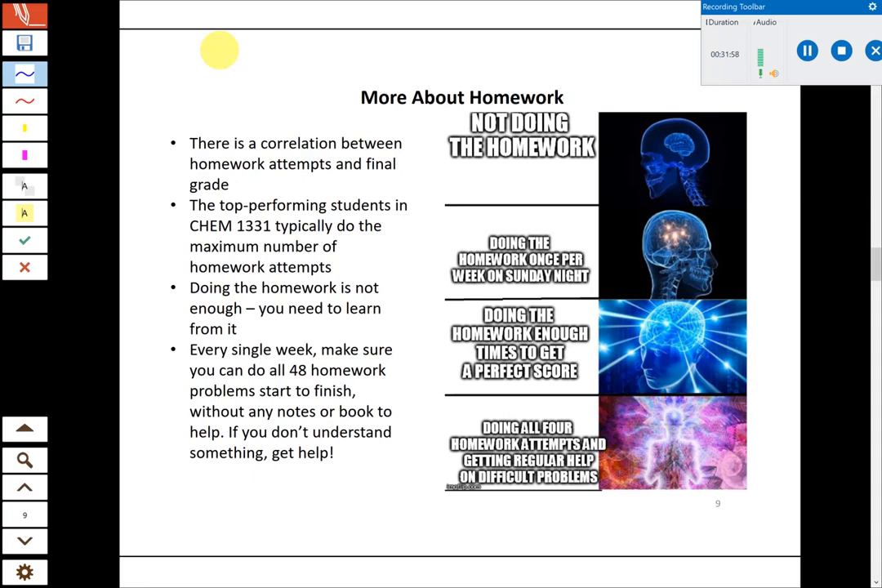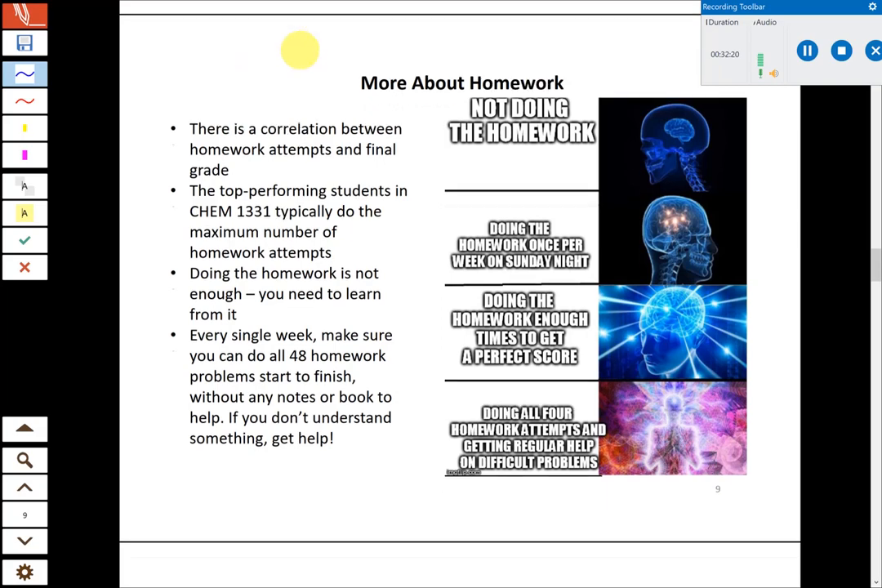So if you slack off 1 week and don't learn the stuff very well, then the next week you're going to be even more lost because the stuff that we teach you the next week depends on how well you know the previous week's stuff. So you really have to, every single week, make sure that you know how to do all the homework questions, get help from me, get help from a tutor, whatever it takes to make sure that you're up to date on everything and not waiting until the last minute to try to cram it all in.